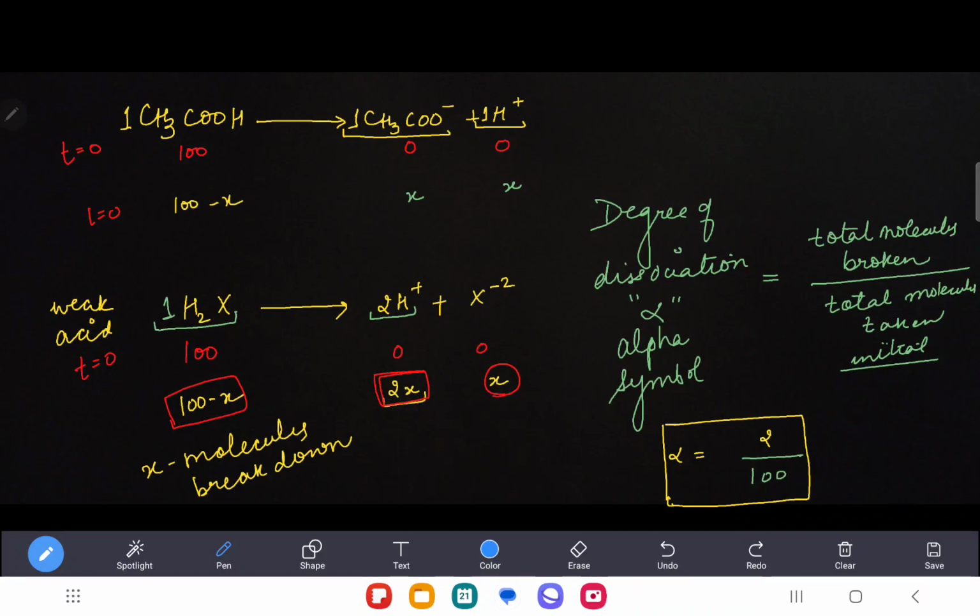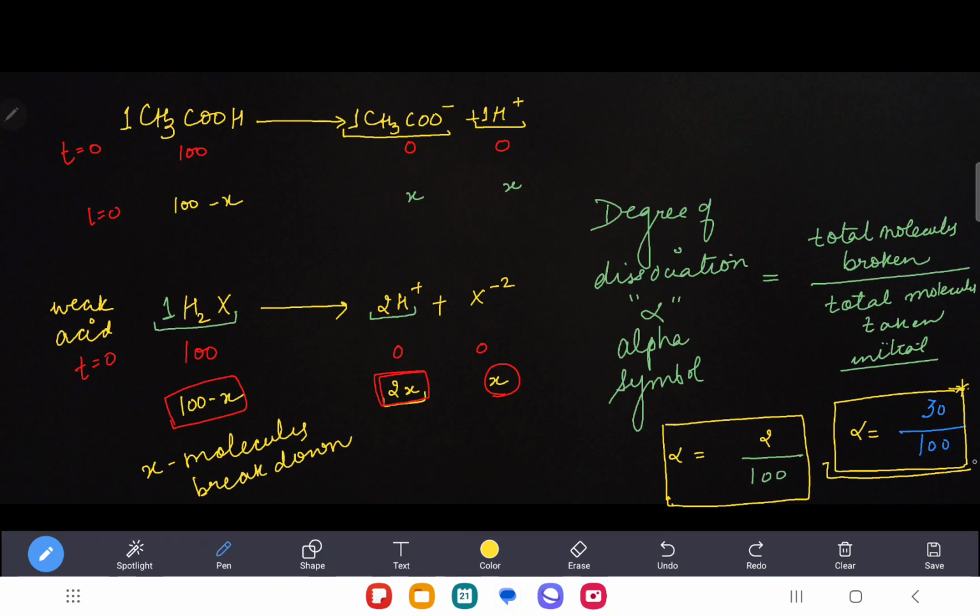If it says 30 molecules are broken down over 100, so I took 100 molecules, but only 30 molecules have been broken down, that is going to be my degree of dissociation. Yes or no? Any doubts in this?